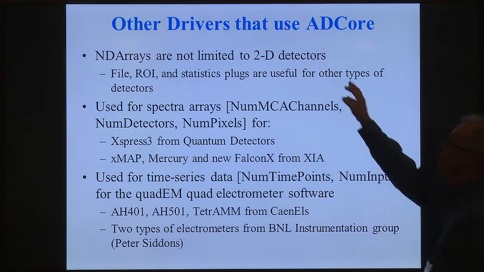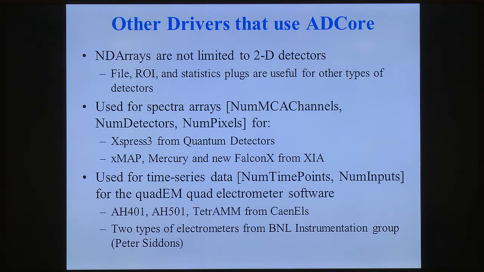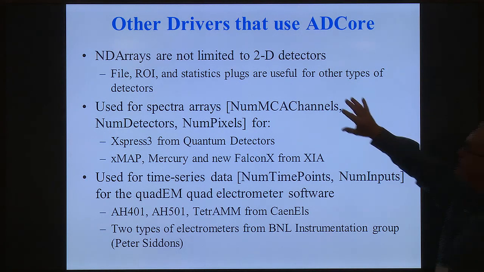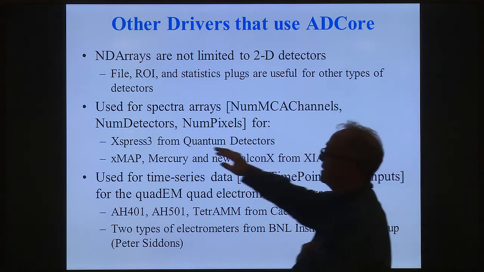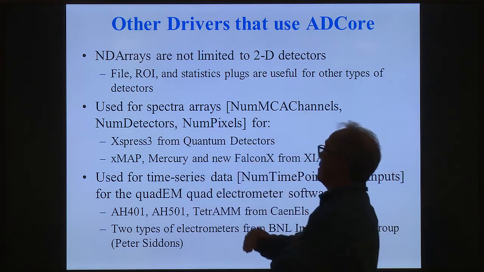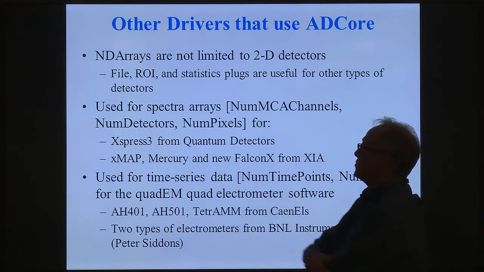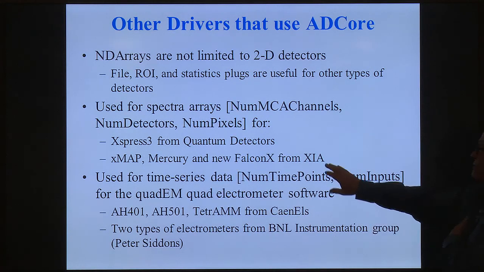Finishing up here, there are other drivers that use AD core, not just area detector, because NDArrays are not limited to 2D detectors, and lots of these plugins, like the file, region of interest and statistics plugins, are useful for other kinds of detectors. So, for instance, we can use it for spectrum arrays, where it might be the number of multi-channel analyzer channels by the number of detectors by the number of pixels. That's used for the Xspress3 from Quantum Detectors. It's used for the XMAP, the Mercury, and the Falcon from XIA.